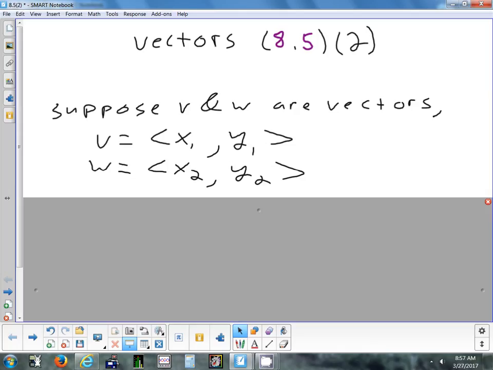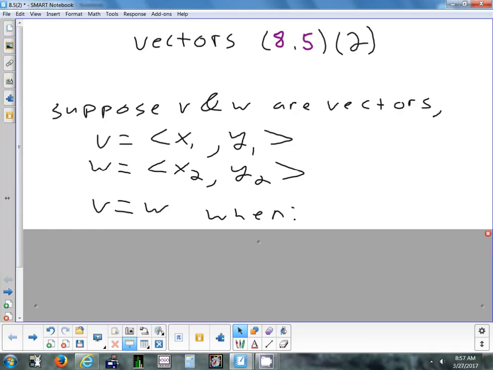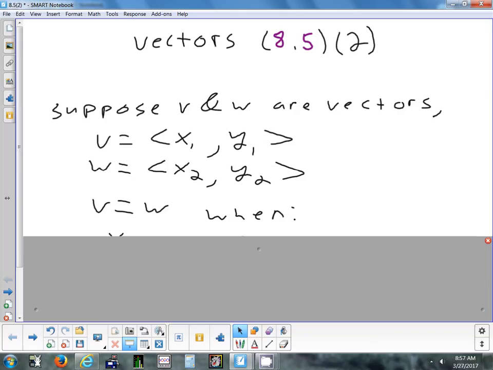Okay, so in this section, they pick up right where we left off, writing vectors in that algebraic notation. And what do you think it would mean for two vectors to be equal to each other? I said this vector is the same as that vector. What does that mean? They have the same magnitude and direction. Yeah, they have the same magnitude and direction.